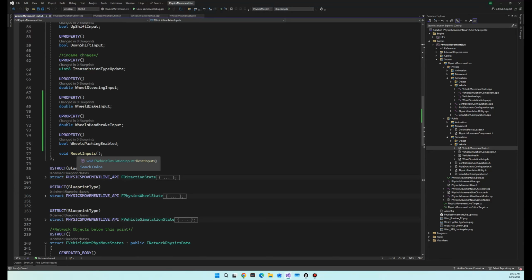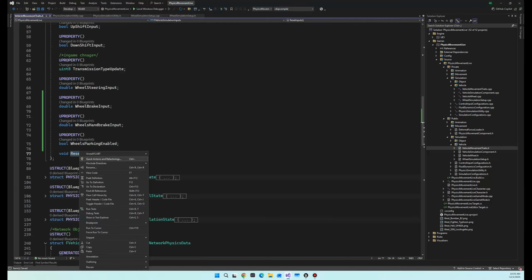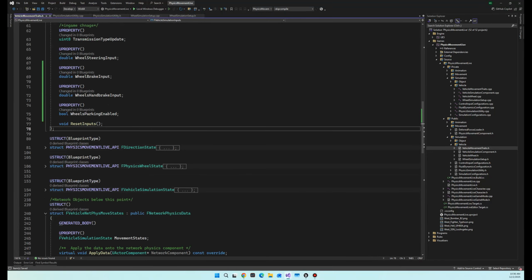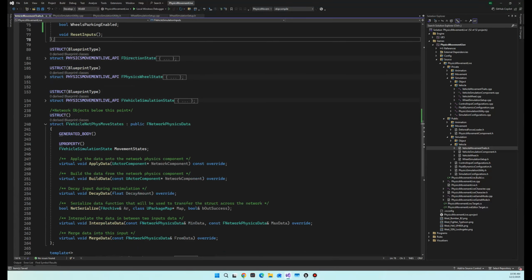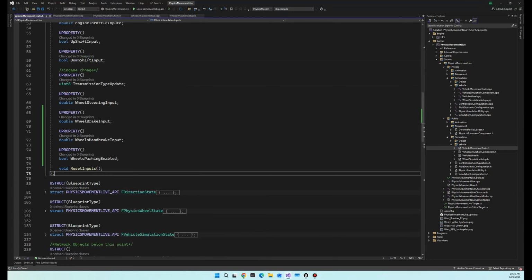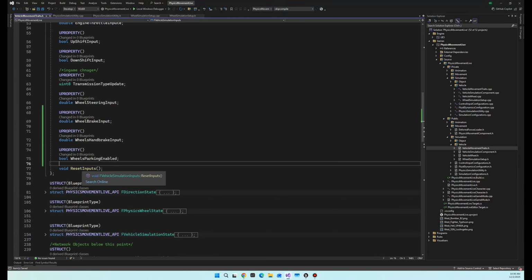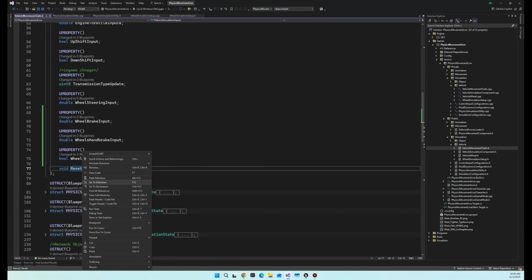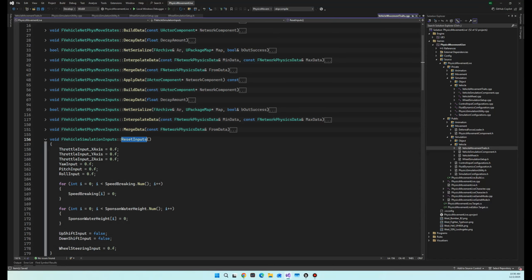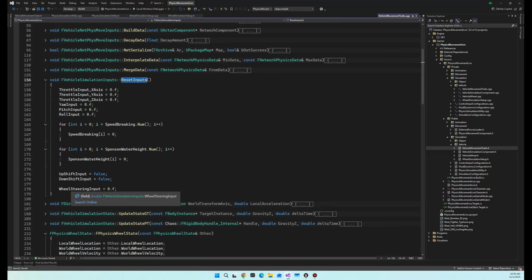We're going to also, in doing so, need to make a couple of changes. Because these are inputs, we need to add them into our physics network data in case we want to run this over the network. We also need to set it into our reset inputs as well. So let's go ahead and take care of that. I'm just going to go to definition to pull that up real quick. All right, so upshift, downshift, wheel inputs. So let's go ahead and just finish those off.